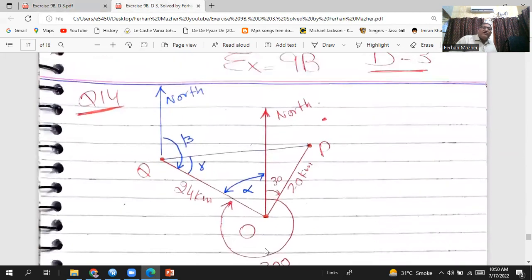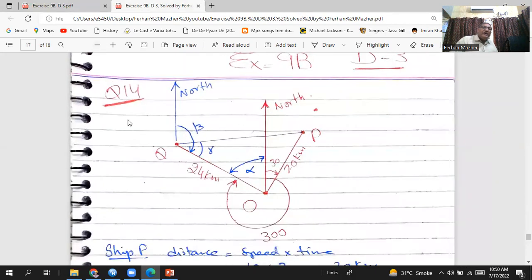So here you can see I've drawn this diagram. The P is going on the bearing of 30, and its speed is 10, and it sailed for 2 hours. So it will cover 20 km. The Q is going on a bearing of 300, and its speed was 12, and it sailed for 2 hours. So it has covered 24 km. So the basic question they are asking us is, what is the distance between the P and the Q?